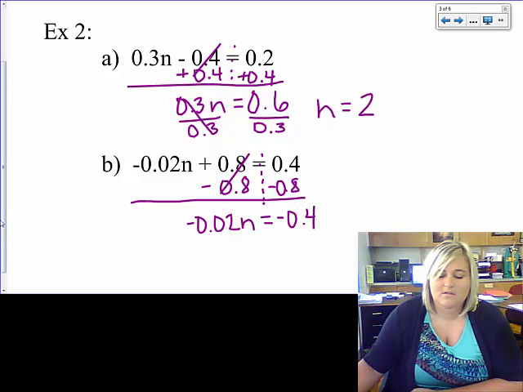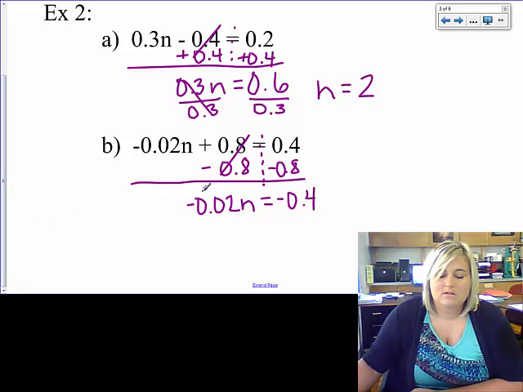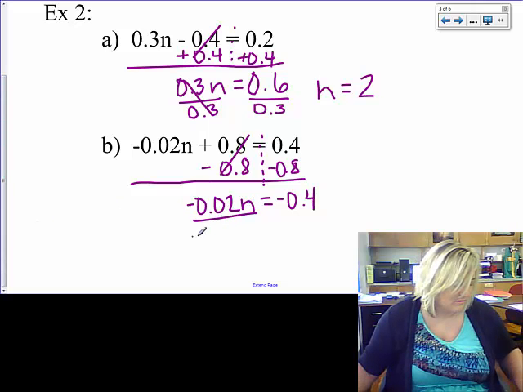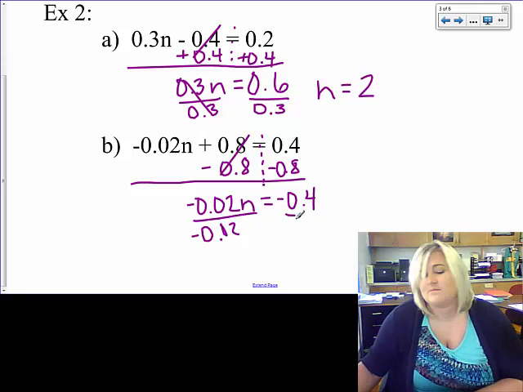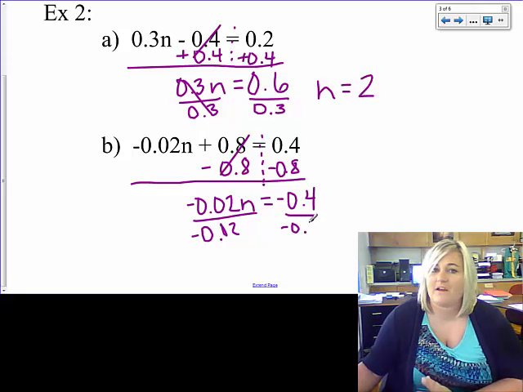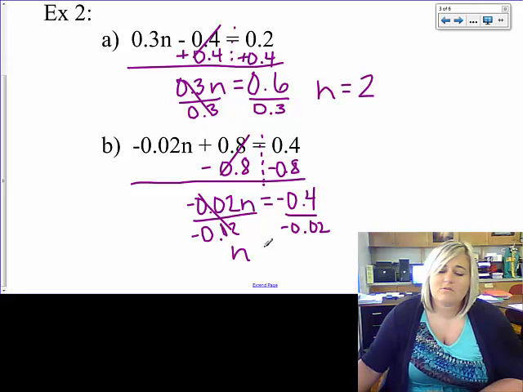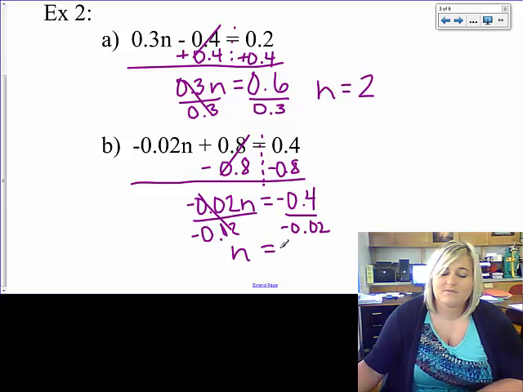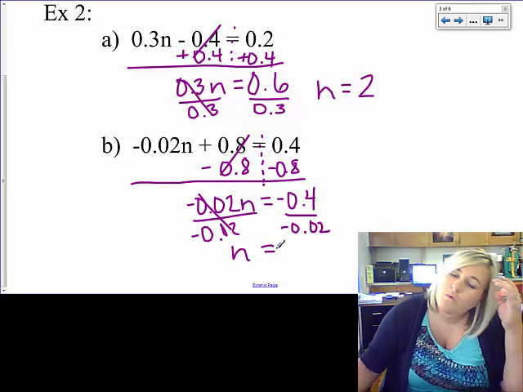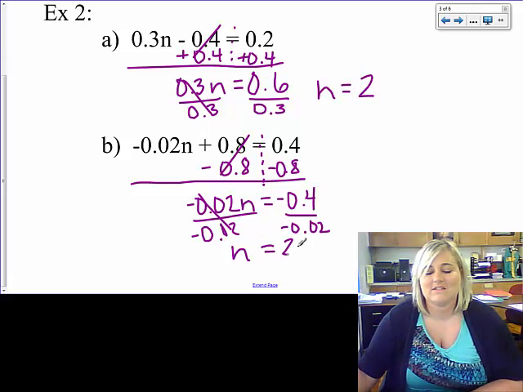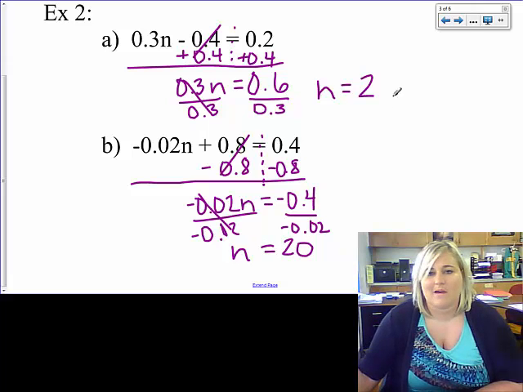So now what I need to do is get n by itself. And these are being multiplied, so the opposite would be to divide, and I have to take that negative with it. So I'm going to show that. What I do to one side, I must do the exact same thing to the other. So these will cancel, leaving me with n equals, I have negative 4 tenths divided by negative 2 hundredths, and that gives me n equals 20. Final answer.